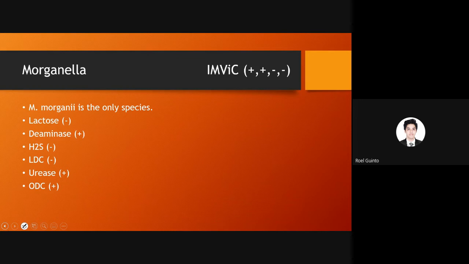Next, we have Morganella. The IMViC reaction for Morganella is negative, negative, positive, positive. So, Morganella morganii is the only isolated species. So, lactose negative, deaminase positive, H2S negative, LDC negative, urease positive, kasi nga, siya ay under sa ating pneumonics din. And of course, ODC positive.